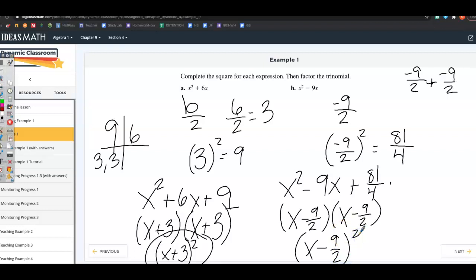Now, Bryce is noticing something. Bryce, what do you notice? That won't always happen. It will. I thought you were noticing something. Does anybody notice anything about what you get in the parentheses? Minus or plus something.